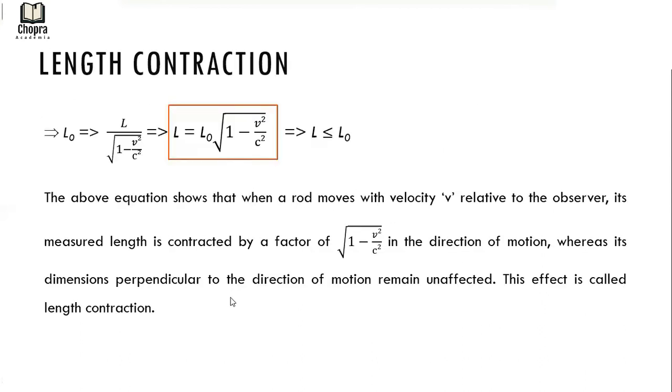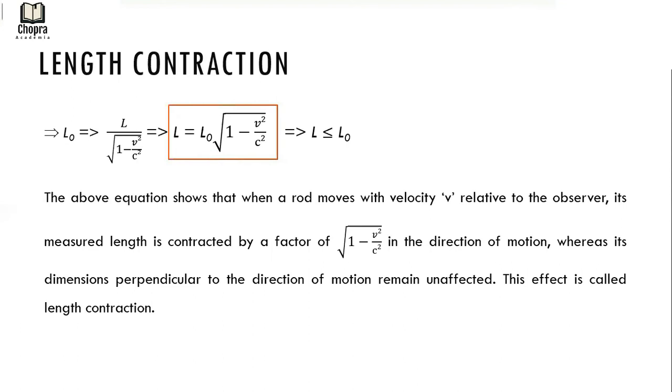So I get my length contraction formula, which is L is equal to L naught root of 1 minus v square by c square, which implies L is less than or equal to L naught. So it shows that when a rod moves with a velocity v relative to the observer, its measured length is contracted by a factor of root of 1 minus v square by c square in the direction of motion, whereas its dimensions perpendicular to the direction of the motion remain unaffected.